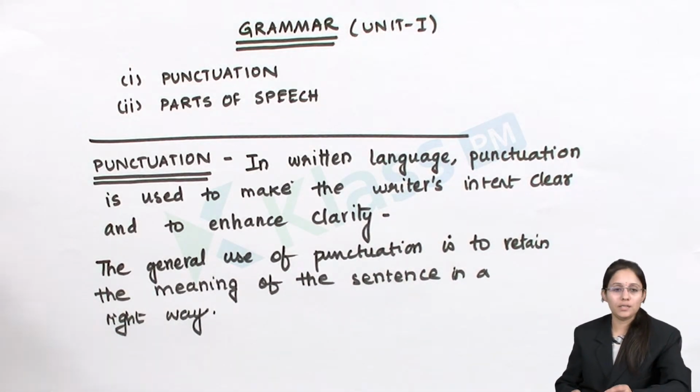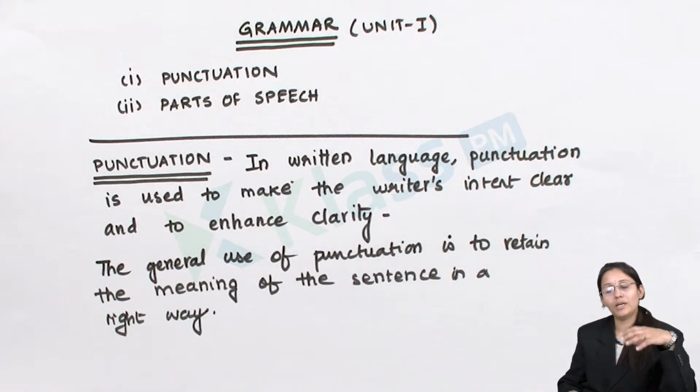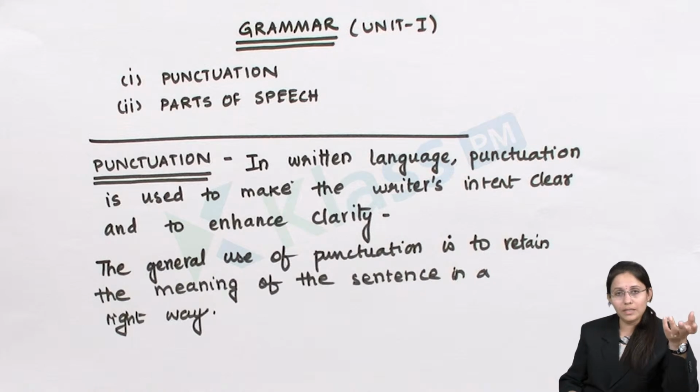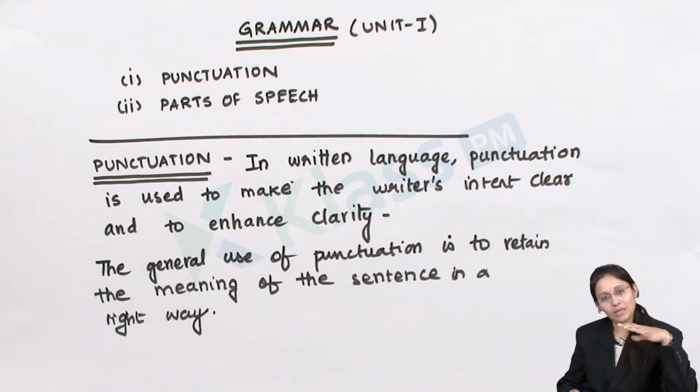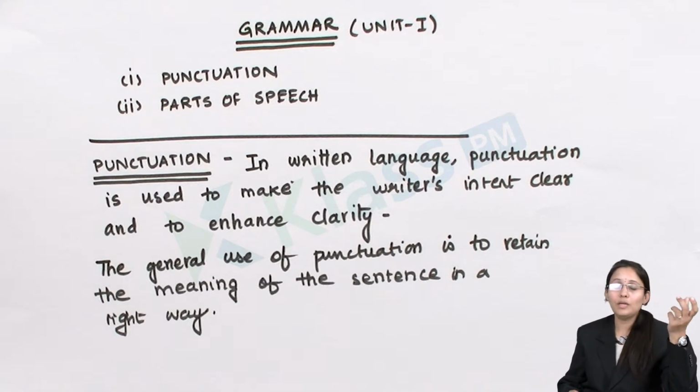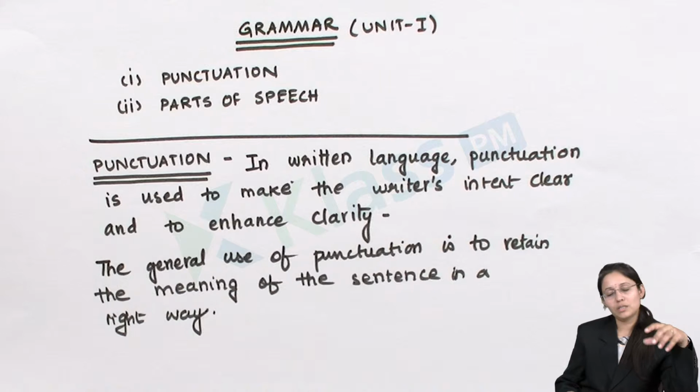How can we easily understand or compare punctuation? And what is the objective of punctuation? In written language, punctuation is used to make the writer's intent clear, what the writers want to convey to the listeners, to the readers, with all the feelings and all the clarity. And the general use of punctuation: why do we use punctuation? What is the use of it? What is the aim behind it? The general use of punctuation is to retain the meaning of the sentence in clear terms in a right way. So this was all about the aim and objective of punctuation in the English language and its importance. I hope you all have understood it pretty well.